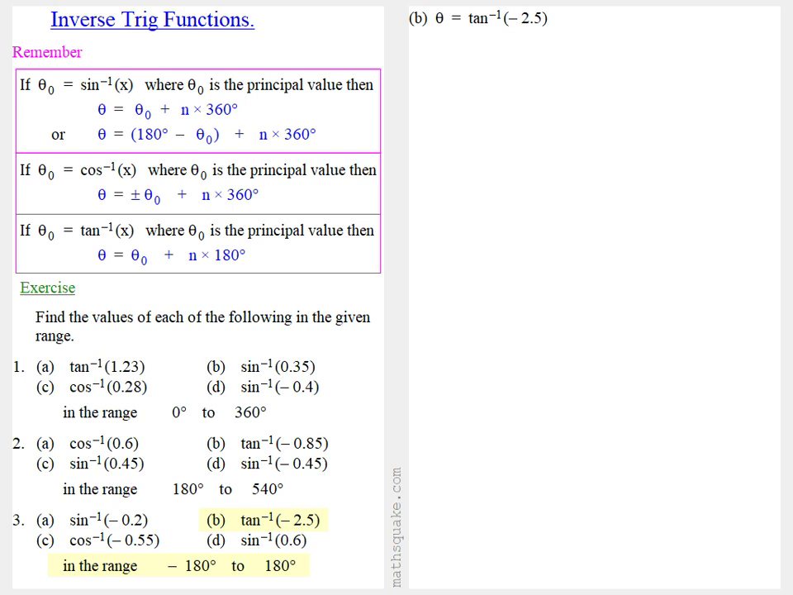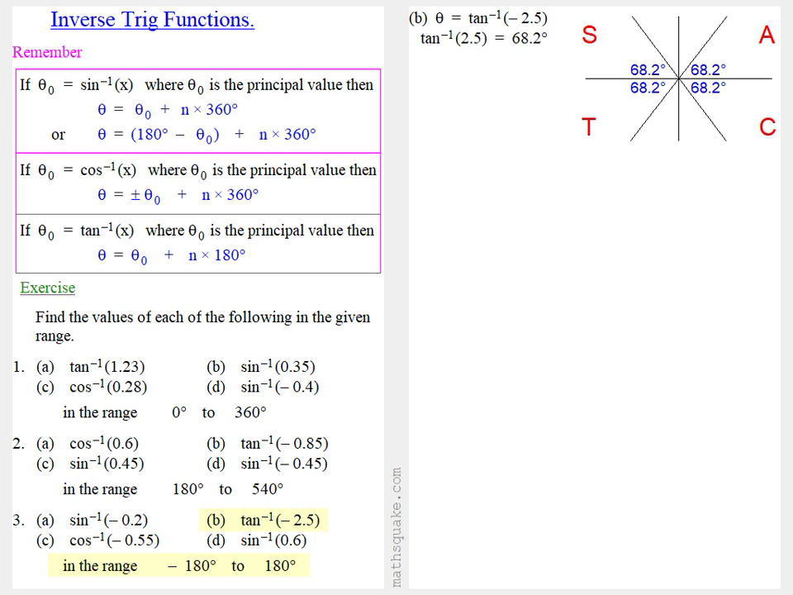In part B, we're asked to find the inverse tangent of minus 2.5. Well, to start with, we find the inverse tangent of plus 2.5, and using the calculator we get 68.2 degrees, rounded off to one decimal place. So we draw x and y axes and then two diagonal lines at 68.2 degrees to the x-axis. We label all the angles between the diagonal lines and the x-axis as 68.2 degrees. We then label the quadrants A, C, T and S, ACTS.